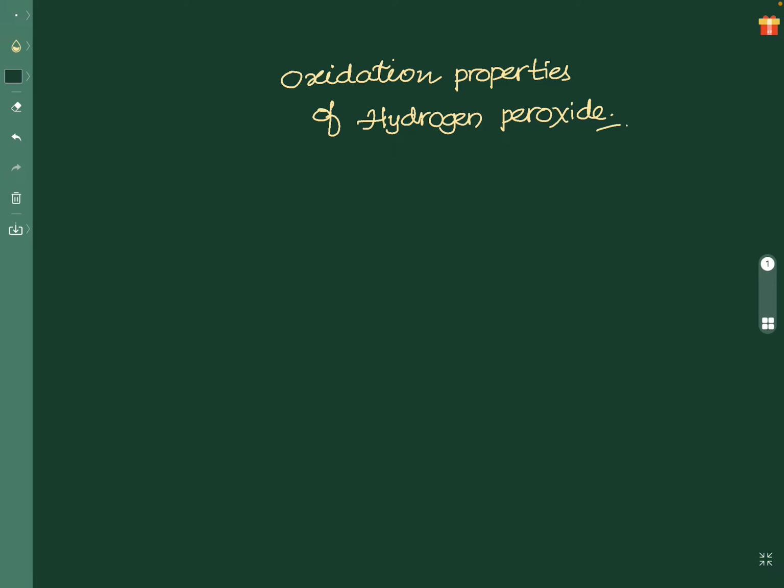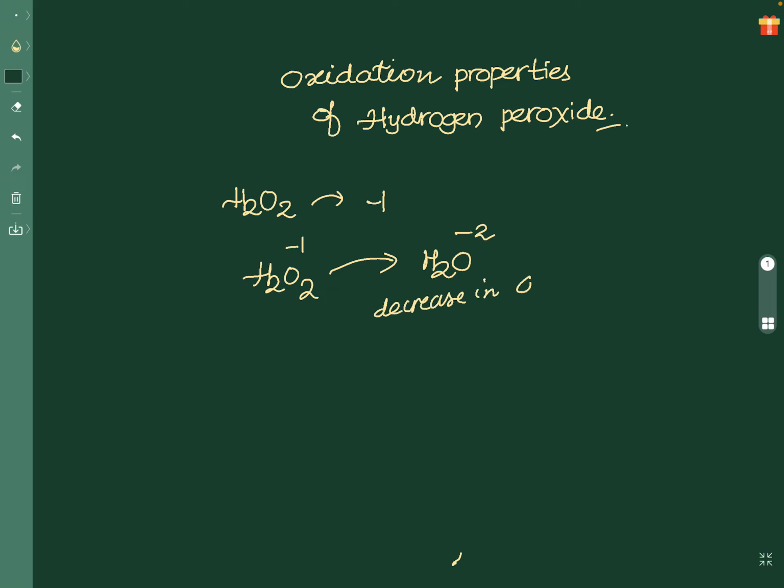Hydrogen peroxide is a very special compound where the oxygen oxidation state is -1. Hydrogen peroxide changes to water where the oxidation state of oxygen is -2. -1 to -2 means a decrease in oxidation state. A decrease in oxidation state is called a reduction. That means hydrogen peroxide is undergoing reduction. When a compound undergoes reduction, it is an oxidizing agent.